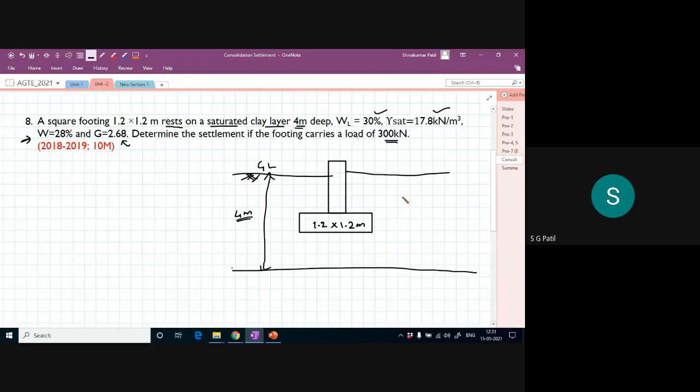And what is the liquid limit of this clay? Liquid limit is 30%. And gamma sat, that is saturated unit weight, is 17.8 kilonewton per meter cube. And what is the water content? 28% is the water content and specific gravity is 2.68. Okay. It carries a load of 300 kilonewton. What is my Q value here? 300 kilonewton. Okay.